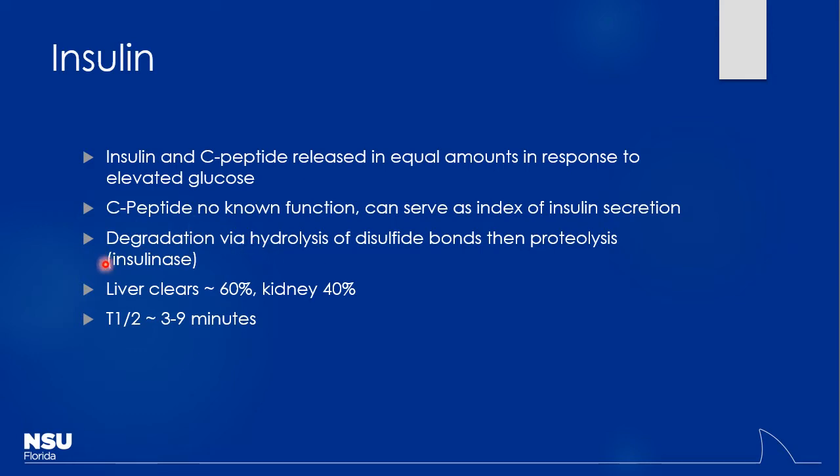Anyway, so what you're going to find, there's an insulinase that actually will cleave that into insulin and the C-peptide, and that will then release. One thing to note here as well is that it has a fairly short half-life, but it gets cleared by the liver and then the kidneys as well.